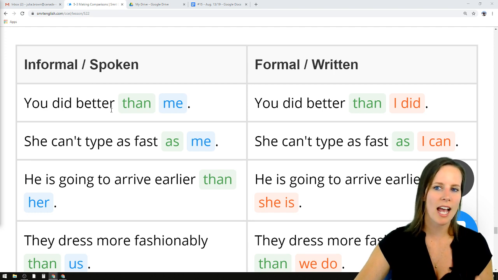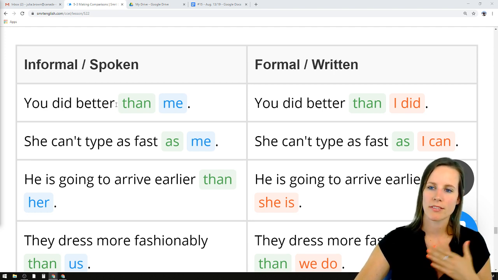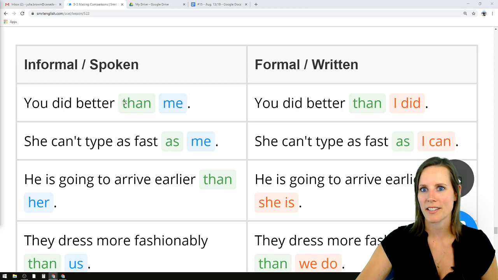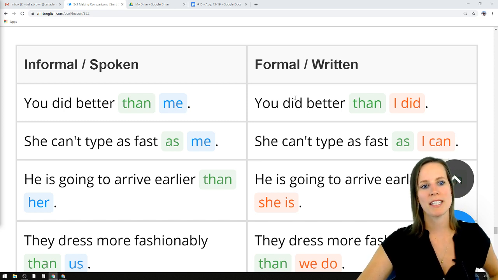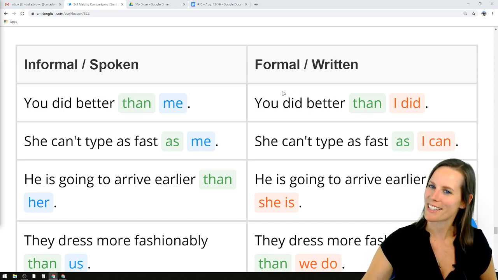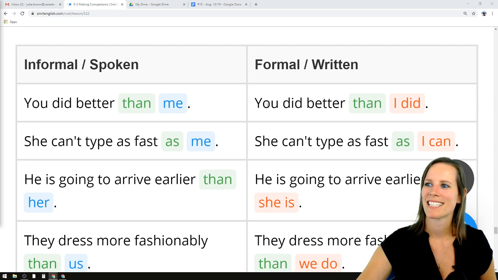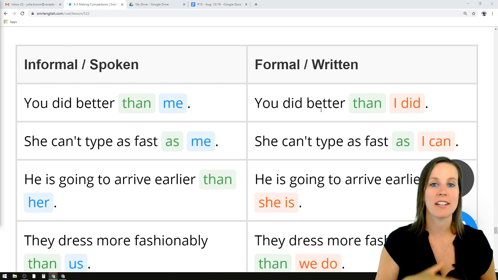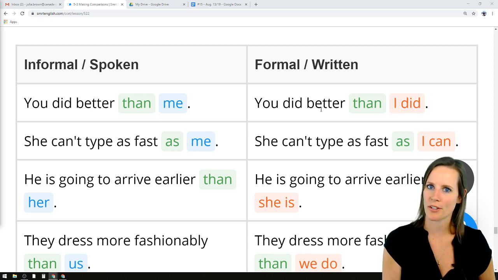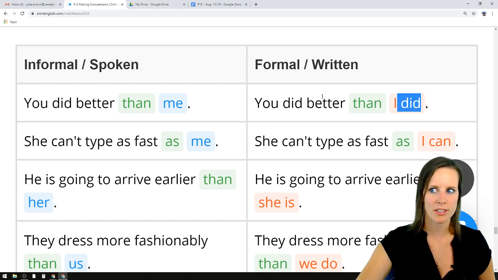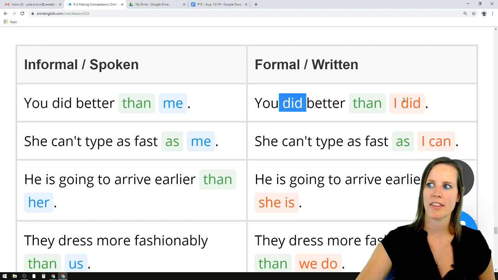Informal, spoken, casual. You did better than me. That's fine. Yeah, polite as well. If you want to be a little more academic, good. Thank you, guys. Thank you for helping me. You did better than I did is simply another way to do it, and it sounds a little bit more formal, perhaps better in writing, okay? So you use your pronoun, but then you use the same auxiliary verb. So you did better than I did.